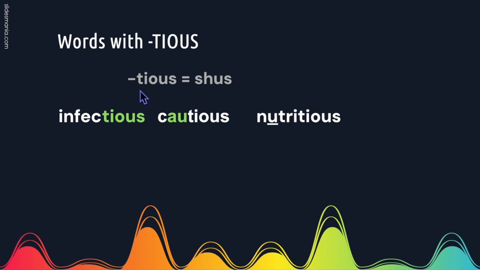Our final suffix is shus. This one is not as important for beginner readers to know because it's mostly used in longer words. But here are some of the words younger readers might understand. Infectious. Something that is infectious could cause you to get a disease. AU says ah, cautious. This U will use its long sound. Nutritious.